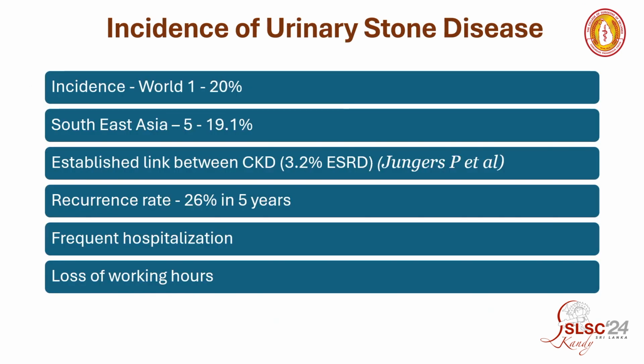The prevalence of stone disease has been reported up to 20%, and it is underreported in the Asia and Sri Lanka region. It accounts for 3.2% of end-stage kidney disease. Approximately 25% develop recurrent disease within the next 5 years, which accounts for lost working hours as well as frequent hospitalization and a burden to the economy.